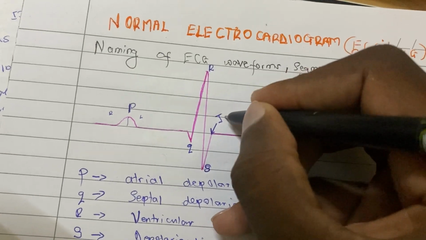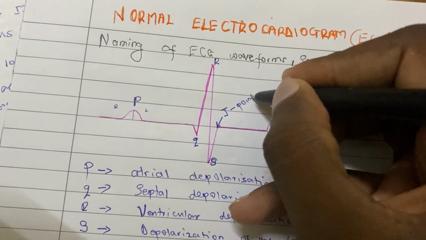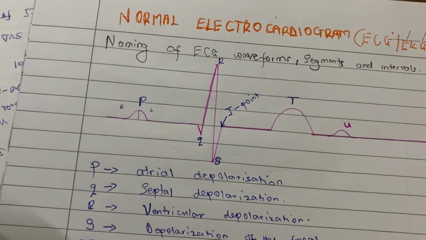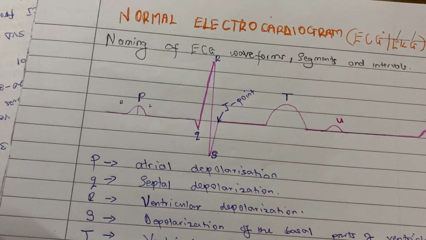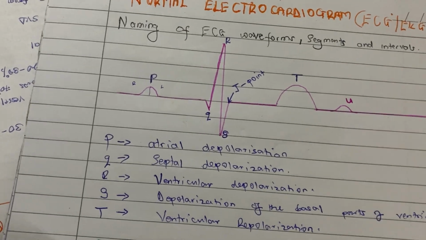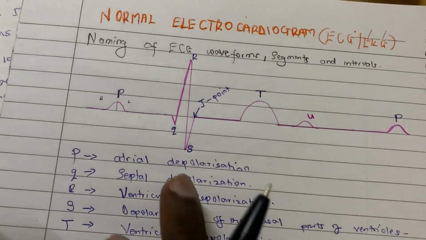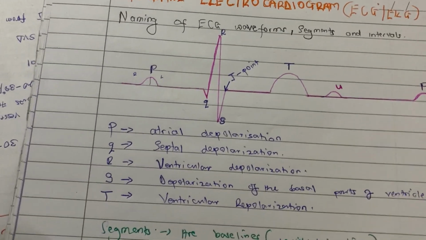Another big important thing I had forgotten is the junction. This is the J point, the junction between the end of the S wave and the ST segment. There are conditions where that J point is elevated. We shall see them later.